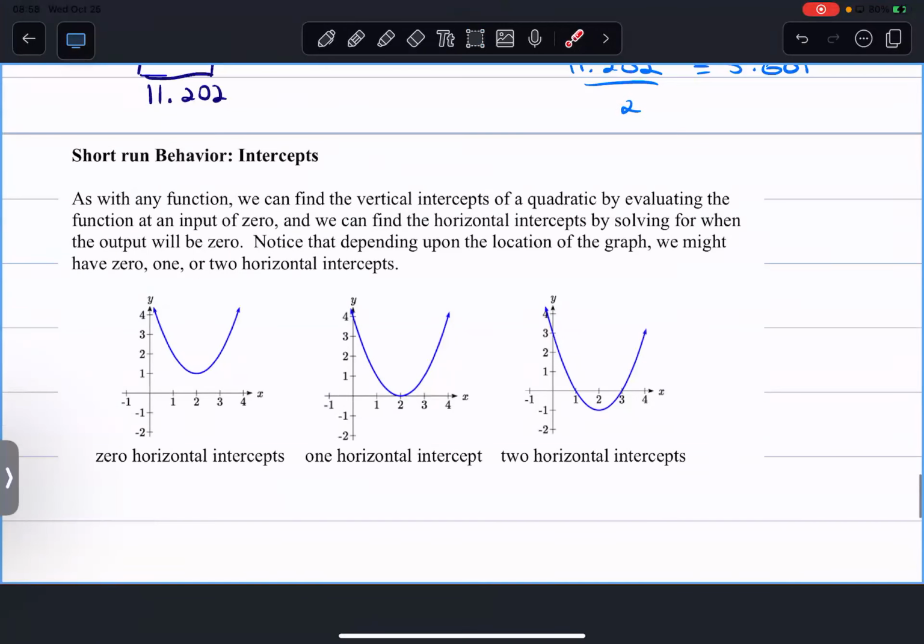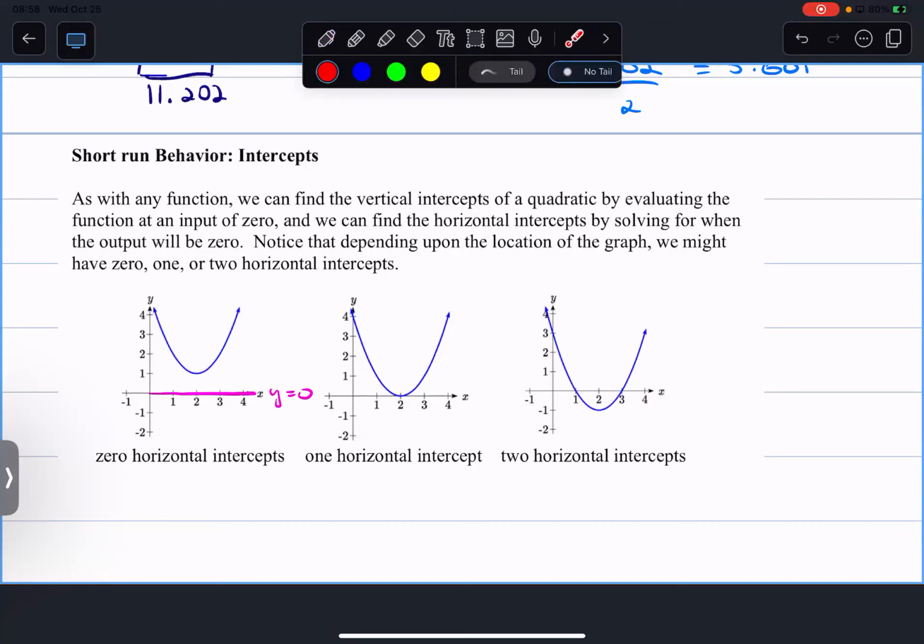Because if I want to find the y-intercept, what do I do? I just plug in x equals 0 and then I solve it and that's fine. Or I evaluate it and then I get the values. But in terms of the horizontal intercepts, that's where it crosses the x-axis, which is where y is equal to 0, right? A couple of different options.